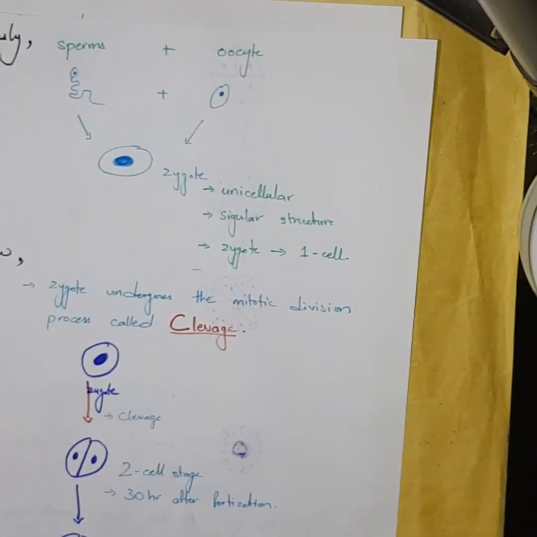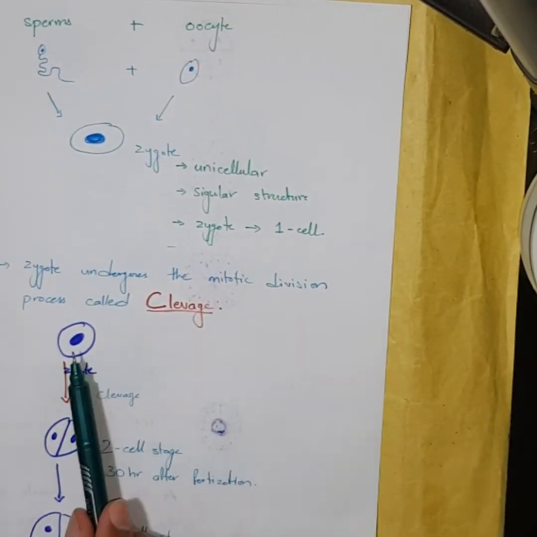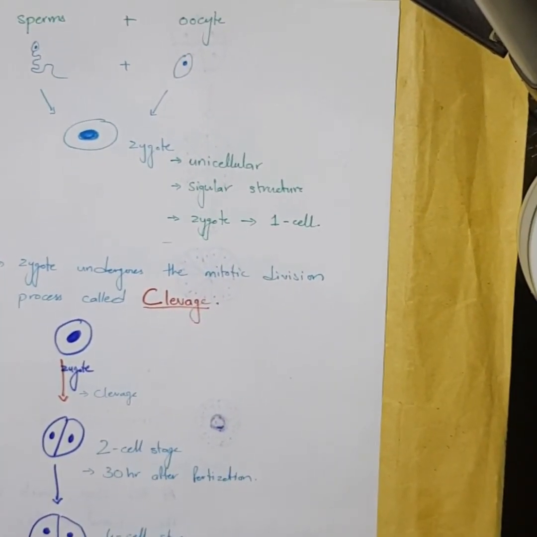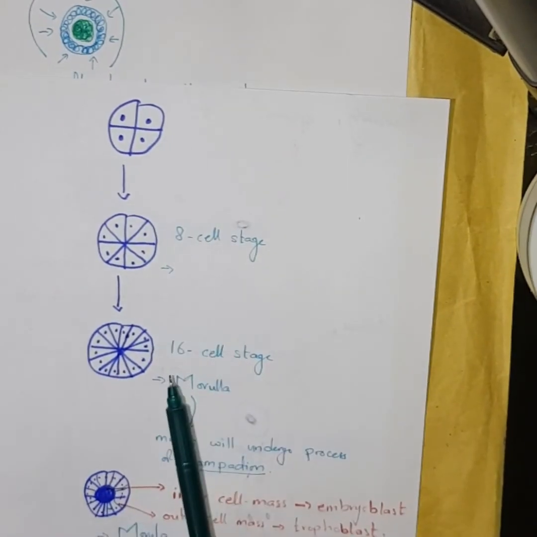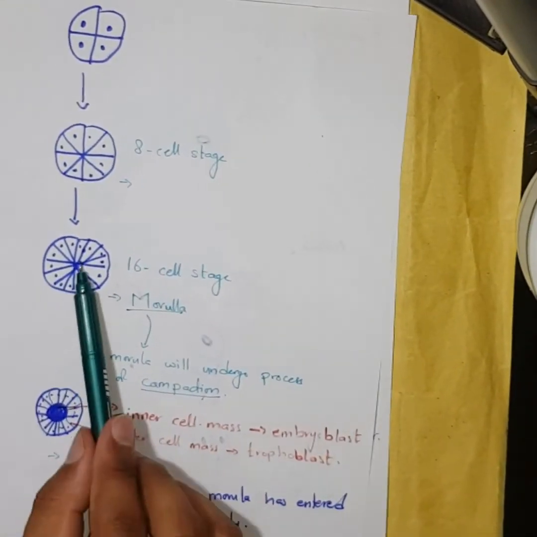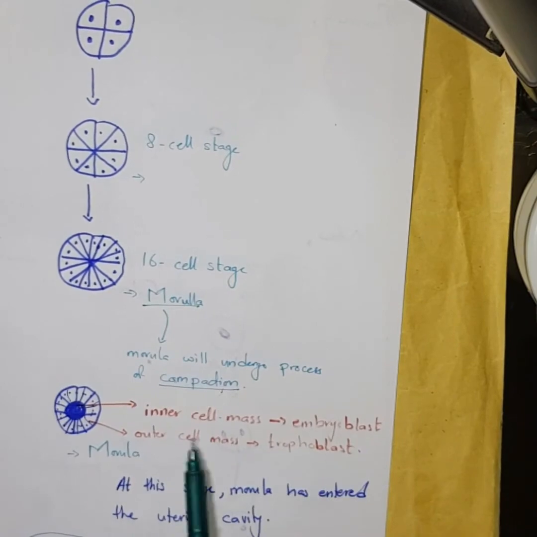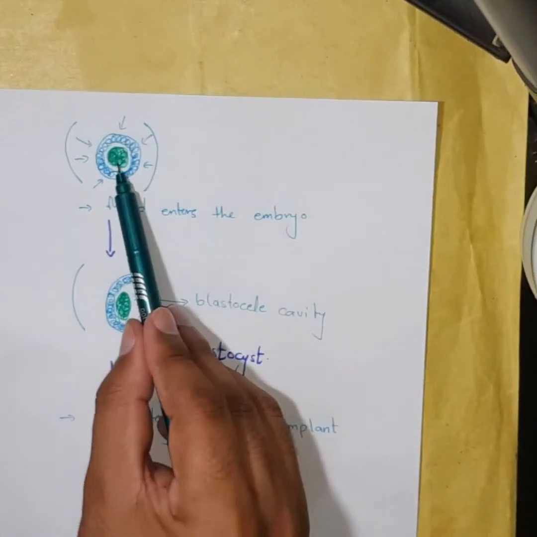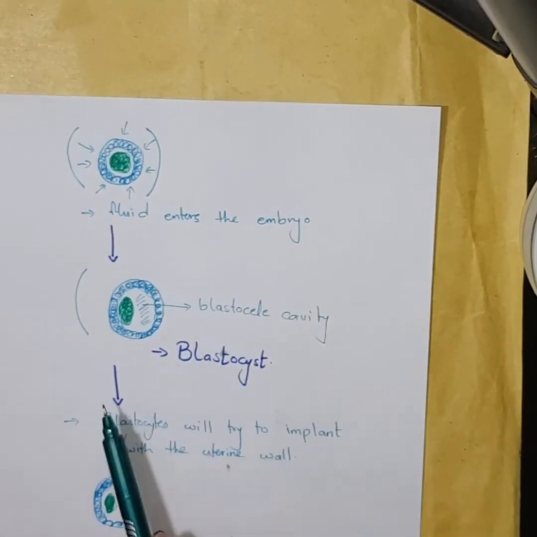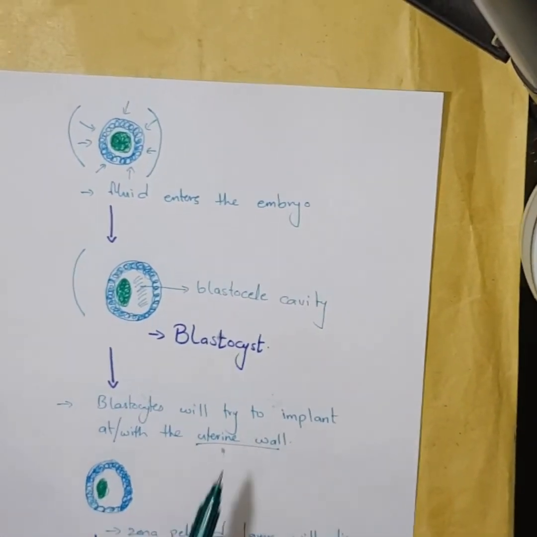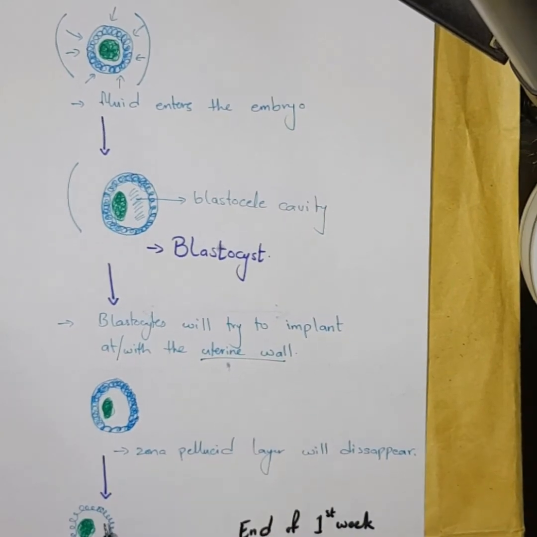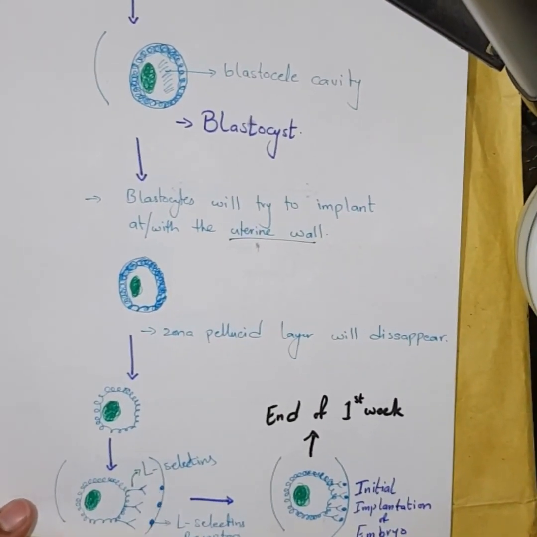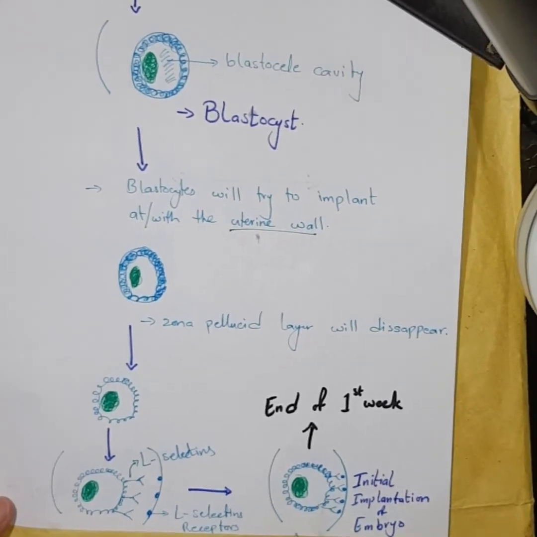Let's have a quick recap. First, cleavage occurs when the zygote is divided into a two-cell stage. This two-cell stage is further divided into a four-cell stage, then 8, and then 16, called the morula. At the 16-cell stage, the compaction process happens, and as a result, trophoblast and embryoblast layers are formed. With that, fluid enters and the blastocyst cavity is formed. This stage is known as the blastocyst, and then the blastocyst tries to implant itself to the uterine wall with the help of L-selectin molecules and L-selectin receptors.